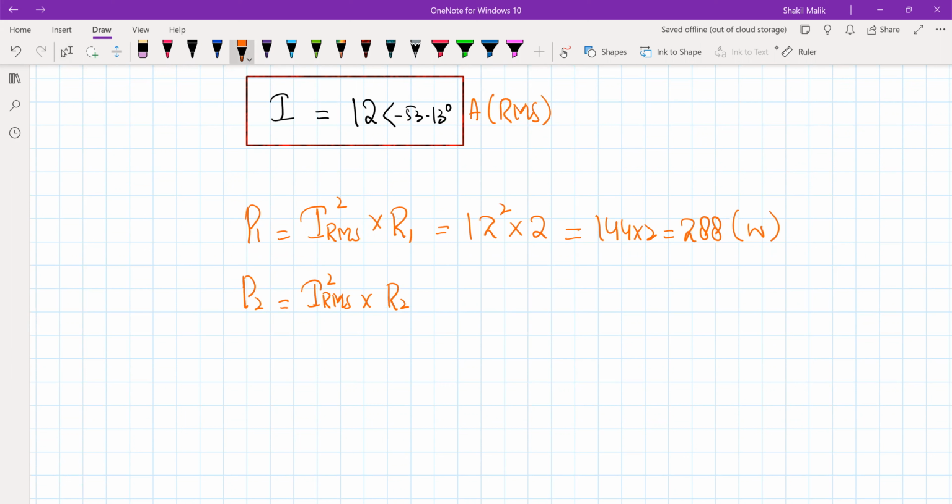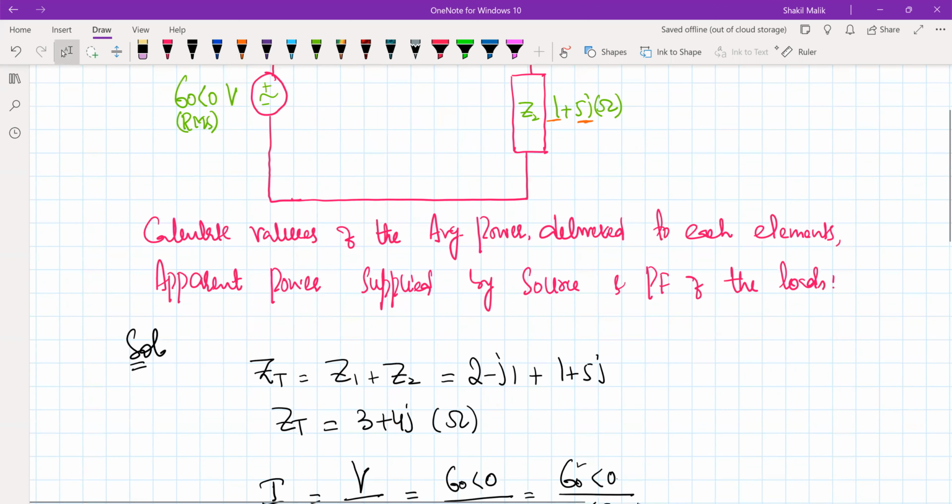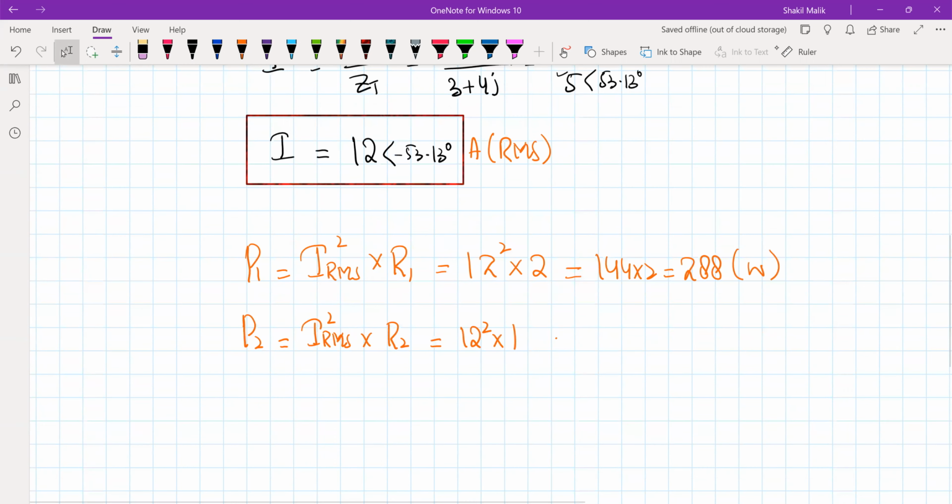R2 is the resistance of the second element. So it will be 12 squared, and the resistance of the second element is simply 1. So it will be 12 squared multiplied by 1. That's 144 watts. So these are the powers consumed by the first element and the second element.